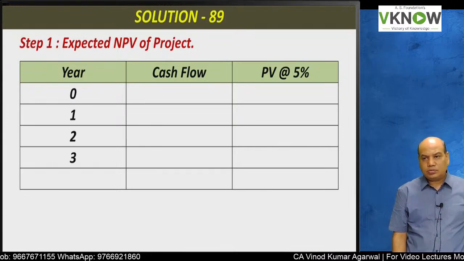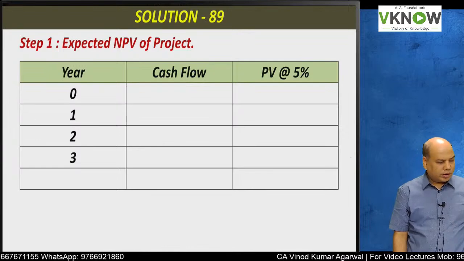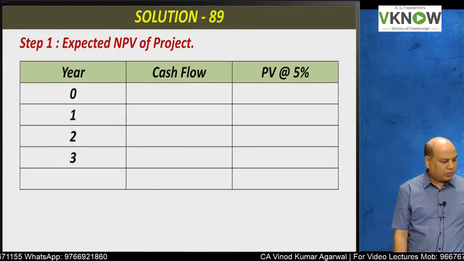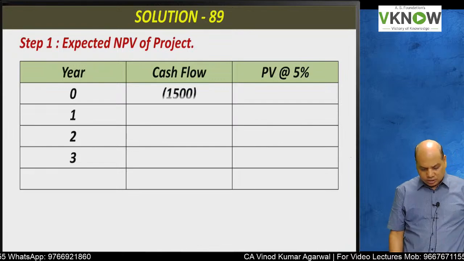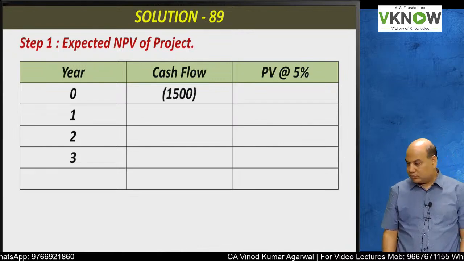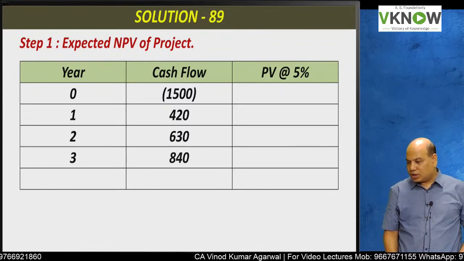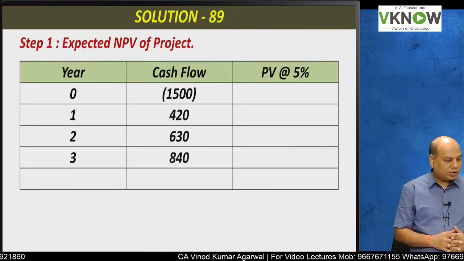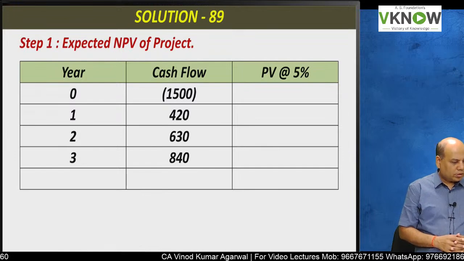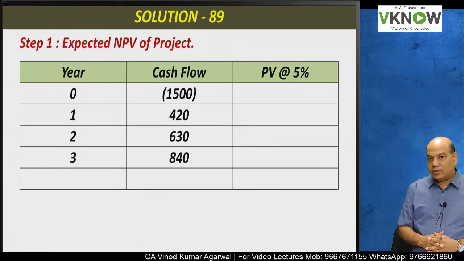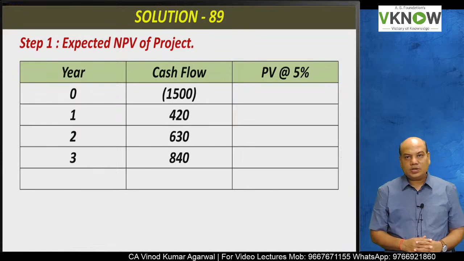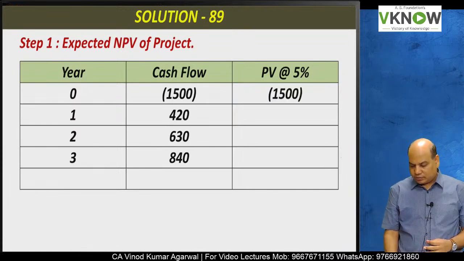Year 0, 1, 2, 3. Cash flow is given, 1500. Expected cash flow is already given in the question, 420, 630, 840.